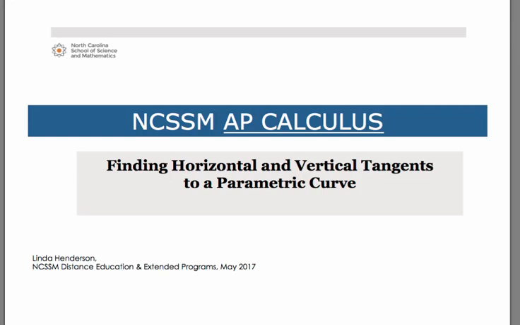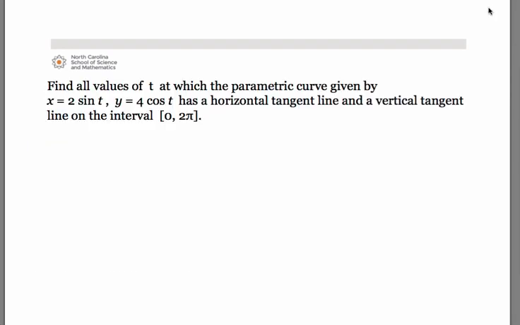Let's take a look at an example of how to find the horizontal and vertical tangents to a parametric curve. Here we are asked to find all values of t at which the parametric curve given by x equals 2 sine t and y equals 4 cosine t has a horizontal tangent line and a vertical tangent line on the interval 0 to 2 pi.